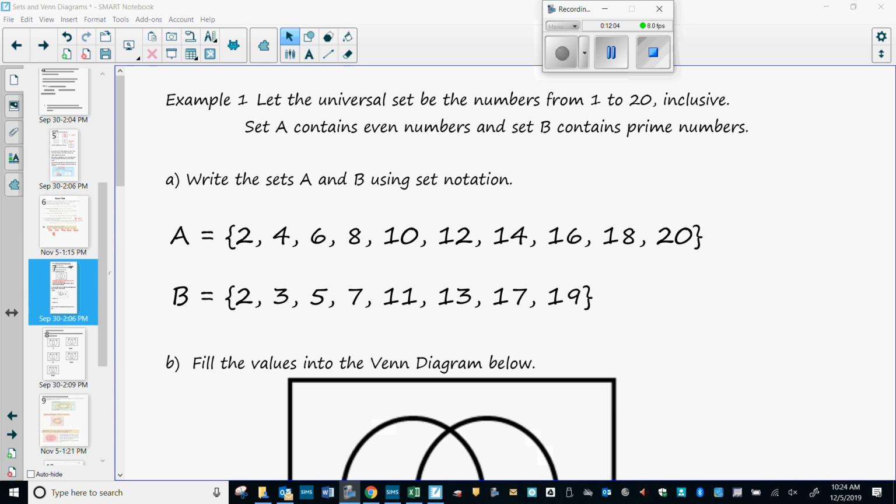So example 1: let the universal set be the numbers from 1 to 20 inclusive. Again, we always have to make sure we're defining our universal set. Set A contains even numbers and set B contains prime numbers. Do we remember what prime numbers are? Numbers that are only divisible by themselves and 1. Now I would prefer to have it as a prime number has exactly 2 factors, because whilst what you said is correct, the number 1 is divisible by itself and 1, therefore people say 1 is a prime number because that follows that.